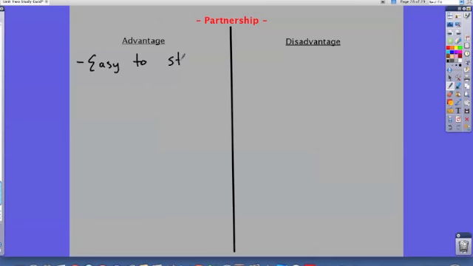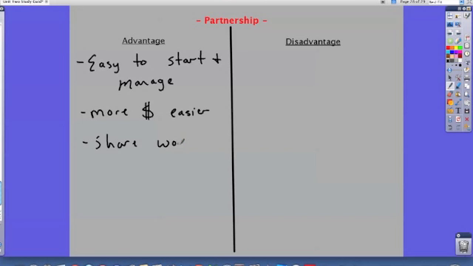Next type is a partnership. Partnership is easy to start as well. It's also easy to manage. In fact, it might be a little easier to manage because there's two or more people to split the work up with. You can get more money easier. The reason is because you have more than one person contributing money. For example, if you and the person sitting next to you start a business, you both contribute equal amounts of money. It's a little easier to start than if you were doing it by yourself. Last thing we've already talked about, you share the work with someone else. Not as much work on your own. Hopefully that helps make things easier on you.